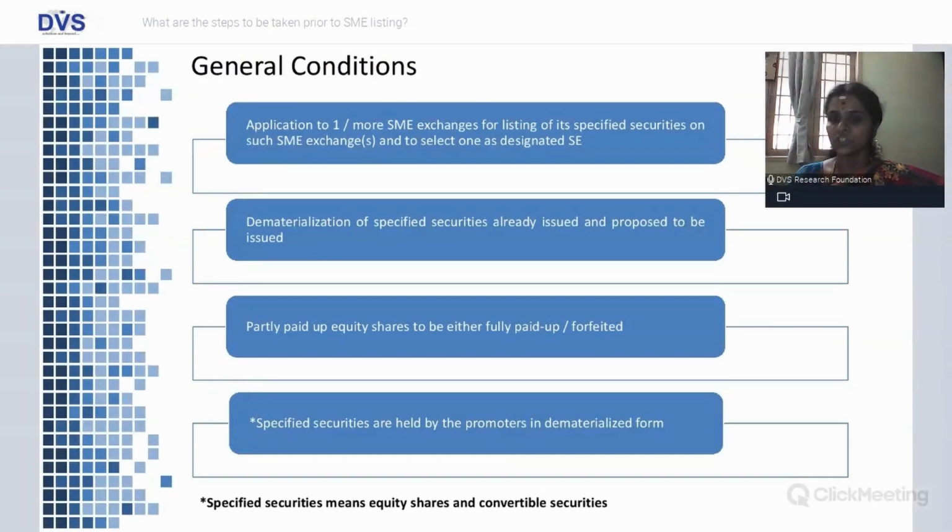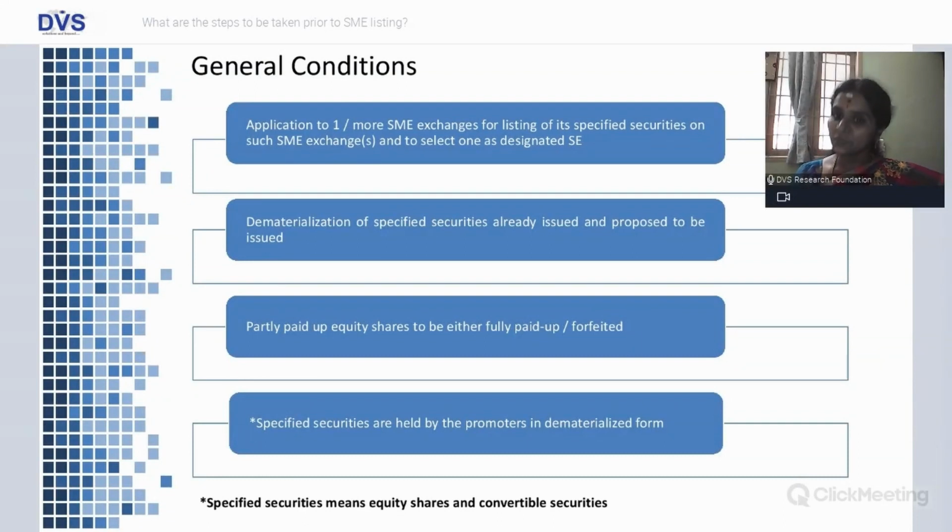Out of these, like any other IPO, you need to select one exchange as the DSE, that is your designated stock exchange. More importantly, the shares have to be dematerialized, both those already issued and those proposed to be issued. So you cannot hold them in physical form. Partly paid shares should be converted into fully paid, just as in a bonus issue you can't deal with a partly paid share. While you appear for SME listing, please make it fully paid up.